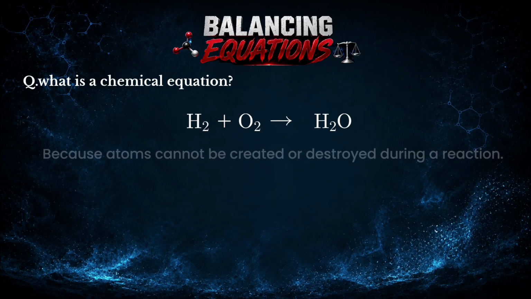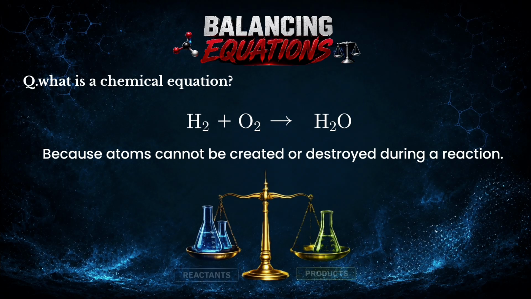Why? Because atoms cannot be created or destroyed during a chemical reaction. The total number of each type of atom must be the same on both sides of the equation. This is called the law of conservation of mass.